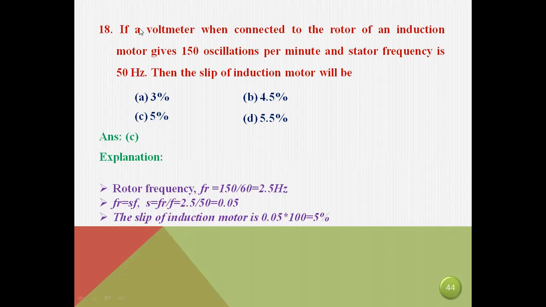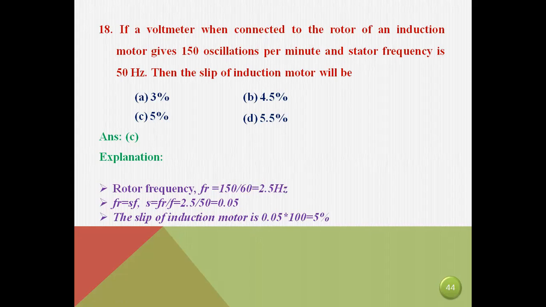So here there is a question like: if a voltmeter connected to the rotor of an induction motor gives 150 oscillations per minute and the stator frequency is 50 hertz, then the slip of the induction motor will be? Now we are supposed to find the value of slip. How can we find it? We have the equation s equal to Ns minus N upon Ns. But here they have not given anything about N. So we can see any other equations. Yes, we have. What is the equation we have? We have s equal to Fr.